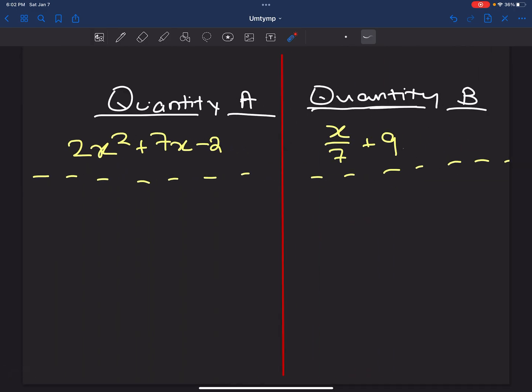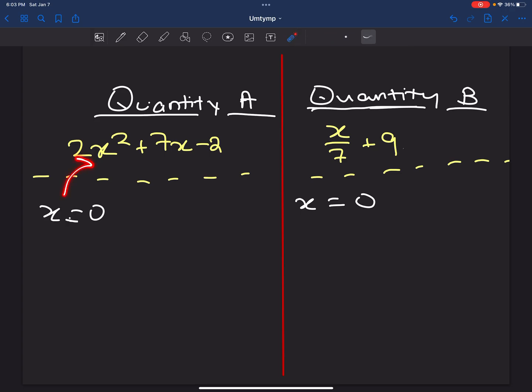So final problem. We have quantity a is equal to 2x squared plus 7x minus 2 and x over 7 plus 9. We're not given any background information. That's the best information we can get. Usually if there's no background information, I'd say it's D, but just don't overuse it. So I'm just gonna substitute a bunch of values and see which is greater than the other. And if we get two different results, like B when I substitute for this one and A if I substitute for another number, I just say it's D.